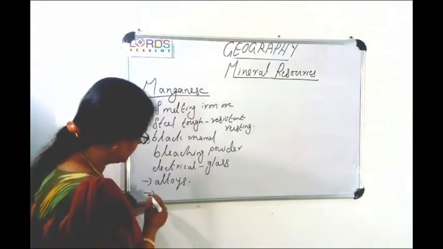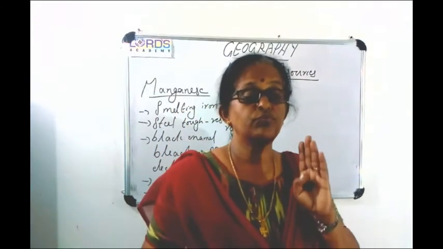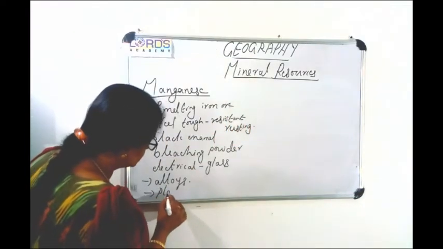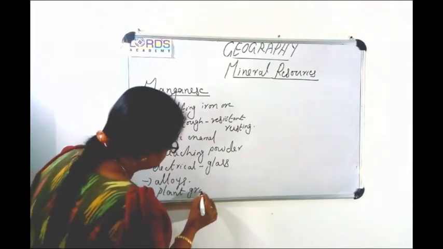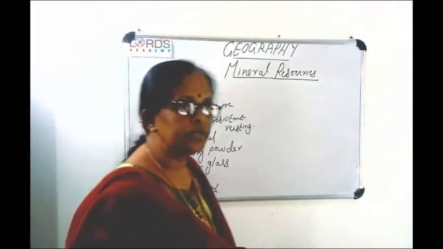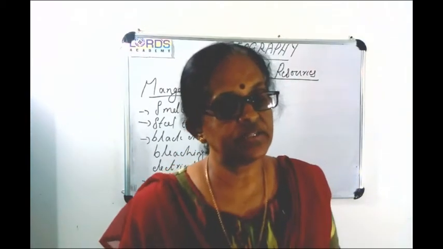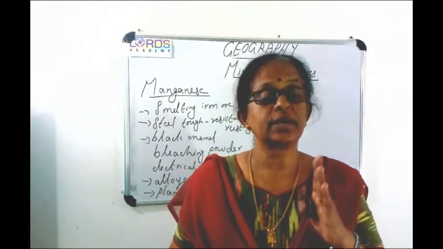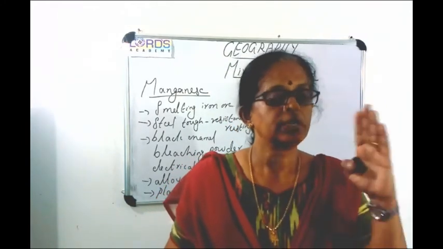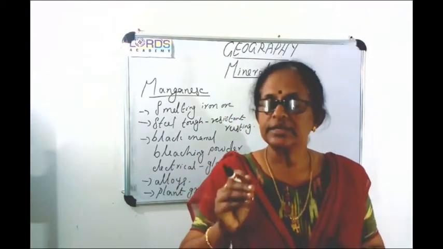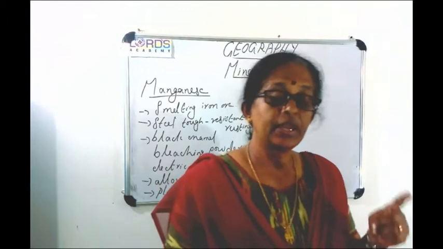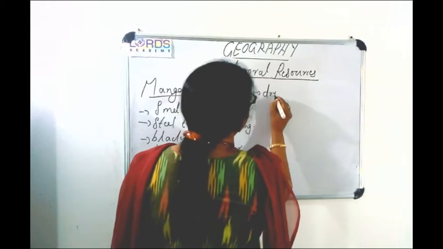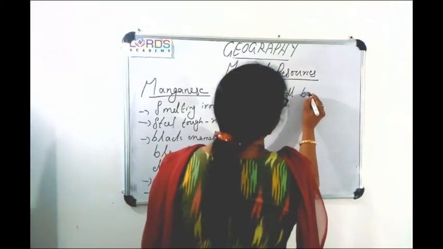And next one, it is very important for plant growth, because it is a nutrient. When there is a reduction in nutrients in green plants and algae, when distributed in the correct amount. Clear? It is essential for plant growth. And the next point is, it is used in dry cell batteries.